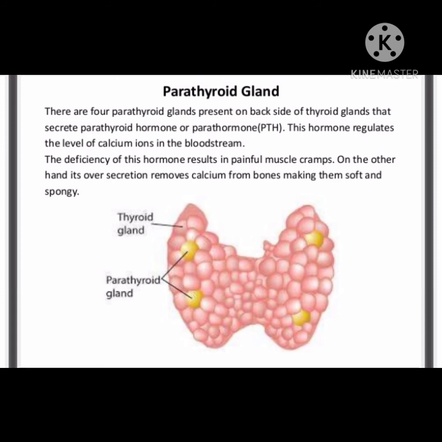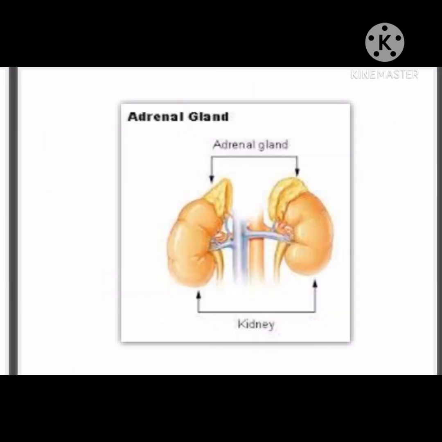The next gland is the adrenal gland. These are a pair of glands situated on the upper side of each kidney as a cap-like structure. That is why it is known as the suprarenal gland. It has two main parts, the cortex and the medulla.